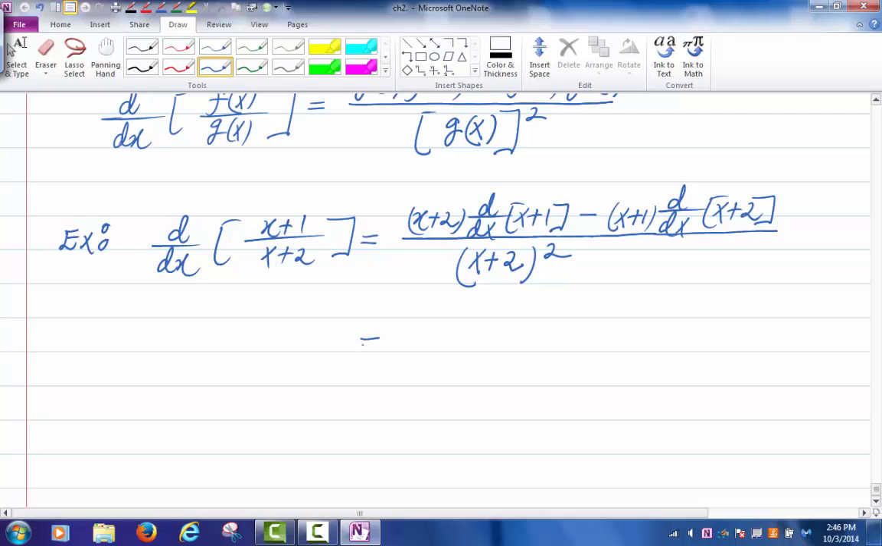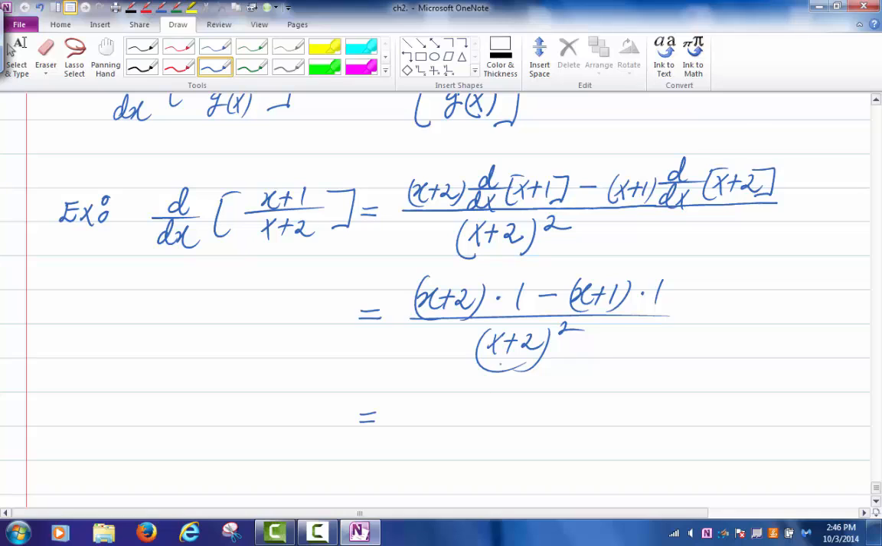And what is that equal to? Well, that is equal to x plus 2 times 1, right? The derivative of x plus 1 is just 1. And then minus x plus 1 times the derivative of x plus 2. The derivative of x plus 2 is what? Derivative of x is 1, and the derivative of 2 is 0, so that's 1 as well. So this is over x plus 2 squared.